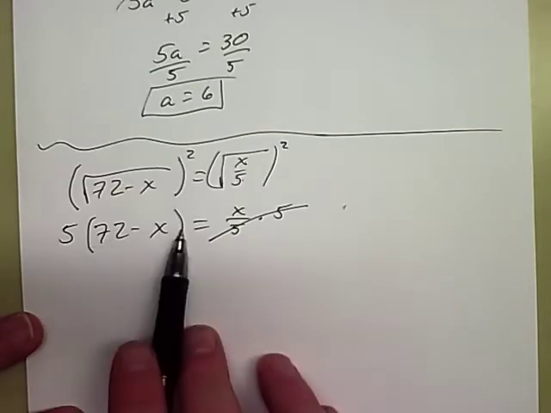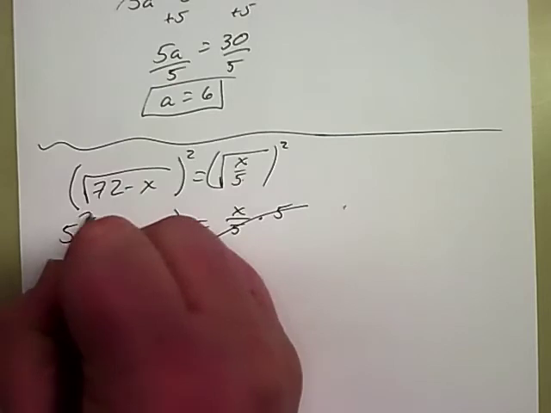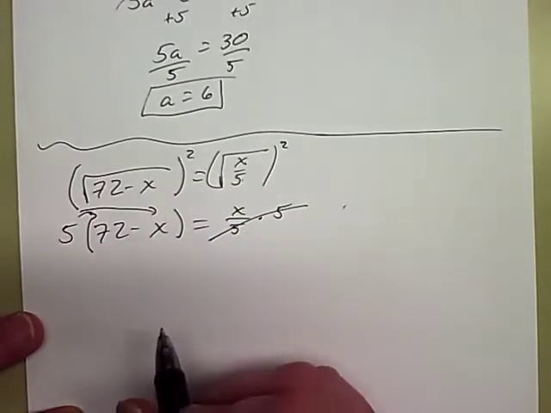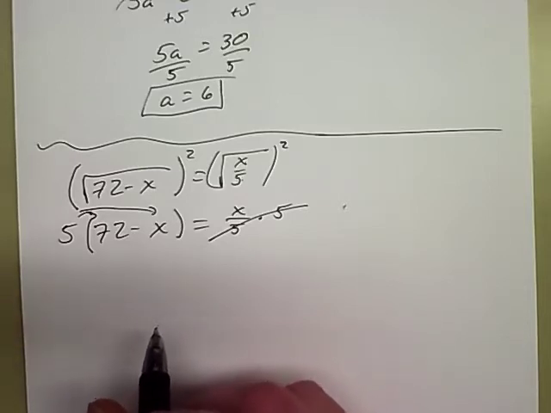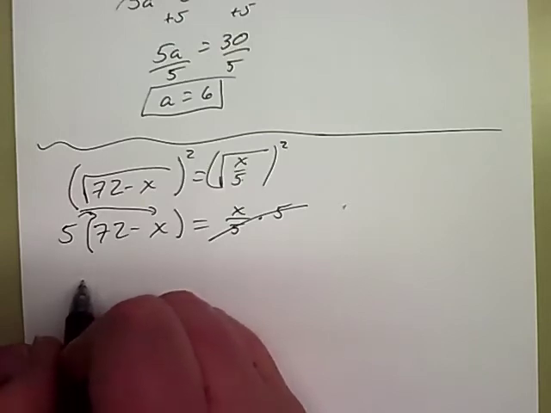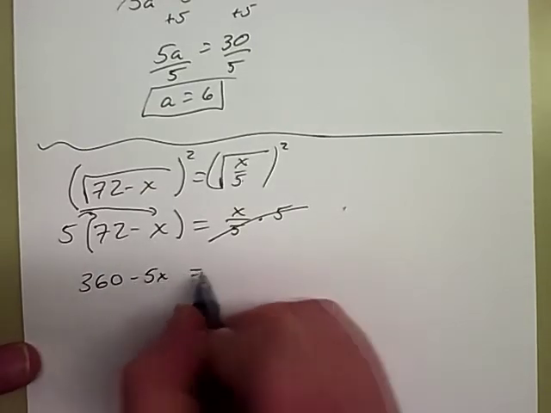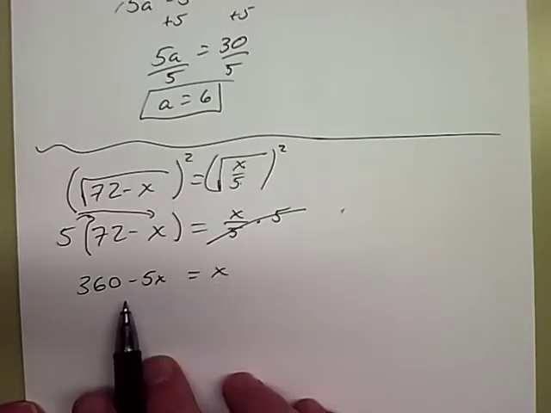And notice how I put this in parentheses. I'm going to do it to the entire side as being multiplied by 5. So that means I'm going to have to distribute. When I distribute here, I get a big old number. Oh, that's not bad. 5 times 72 is 360. 5 times negative x is negative 5x, and that cancels. I'm left with x.